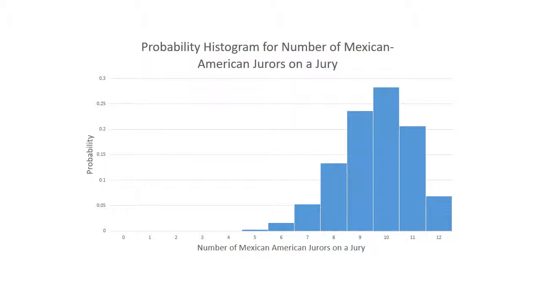Here is a histogram of the information that we had on our table. On the horizontal axis, we have the number of Mexican American jurors on a jury, or the number of successes. And then on the vertical axis, we have the probability. So we can see that the highest probability is to have 10 Mexican Americans selected for a jury. And the probability of that is somewhere between 0.25 and 0.3. Between 25 and 30% chance that exactly 10 members of a jury will be Mexican American in this county. And it tapers off from there.